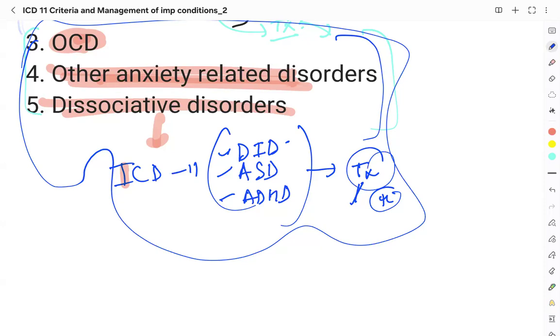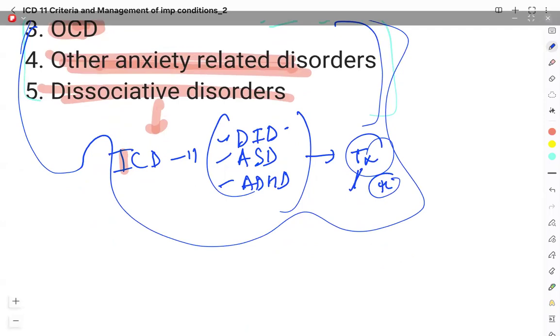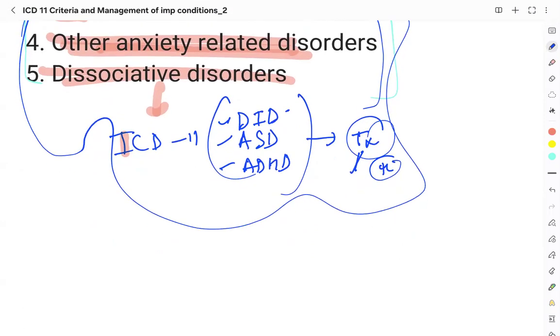Dr. T, this is all I could prepare for today. I will be preparing the rest by tomorrow, and then we can take a class again for OCD, other anxiety-related disorders, dissociative disorders, and ICD-11 criteria for childhood disorders, that is, child psychiatry.